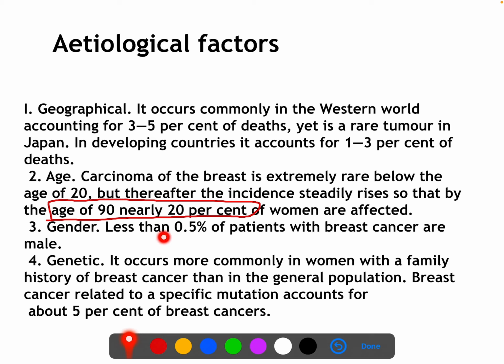Gender: usually less than 0.5% of patients with breast cancer are male. فعادة it is gender factor اللي هو female more common than the male. Genetics: it occurs more commonly in women with a family history of breast cancer than in the general population. Breast cancer related to a specific mutation accounts for about 5% of breast cancer.